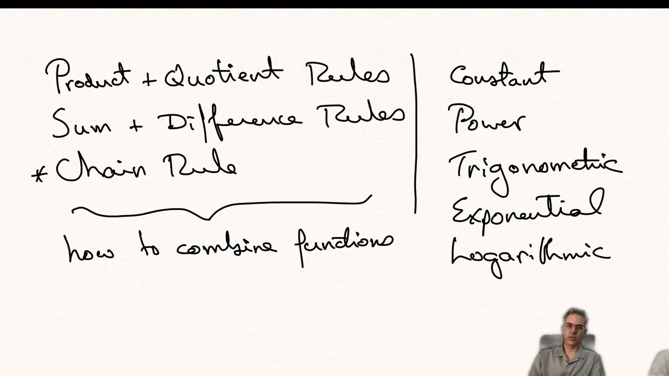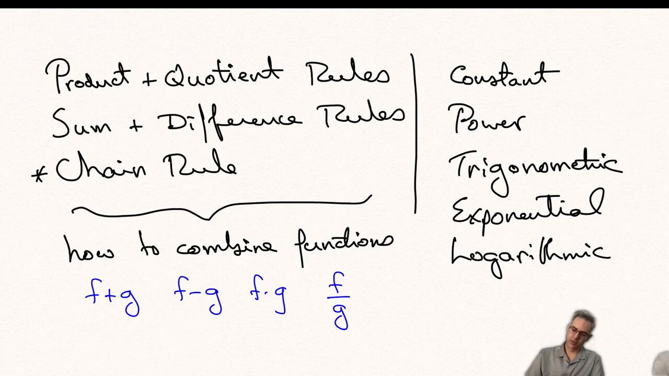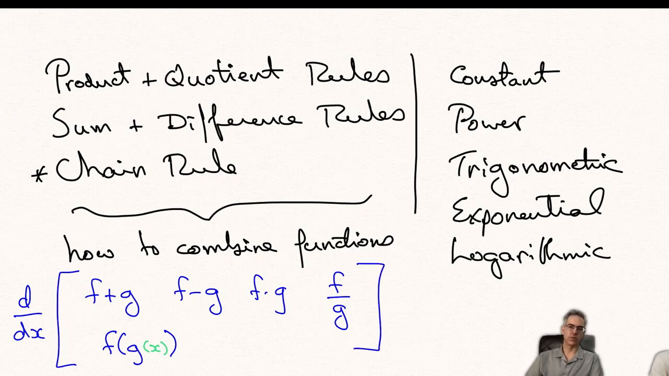Okay. So the ones on the left are about how we differentiate combinations of functions, right? So we could have f plus g, f minus g, f times g, f divided by g, and finally we have f of g. So g, remember, is a function, in a sense there's a g of x. And the question in all of these cases is, what is the derivative with respect to x of whichever one of these things? So that's what the ones on the left are about.